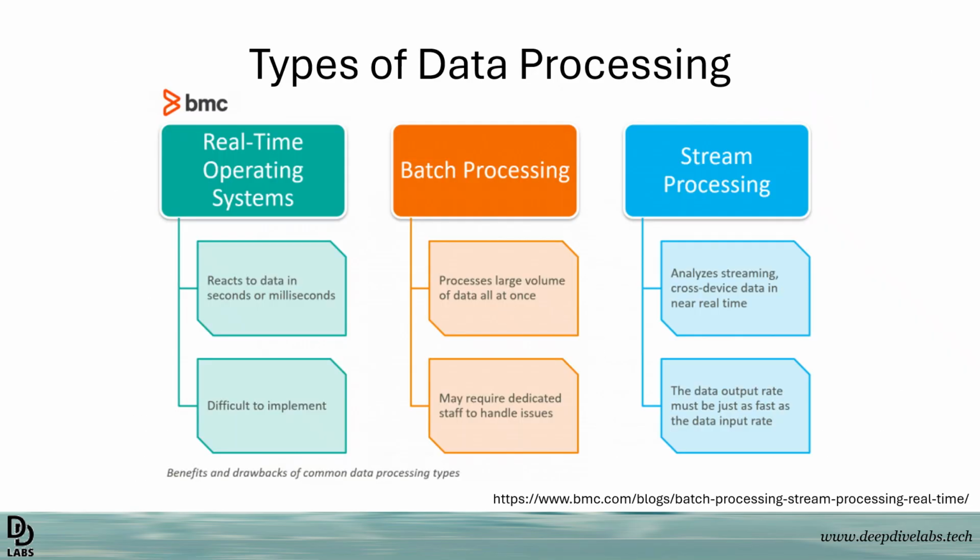A very quick review of the different types of data processing. We have talked about it before. There is batch processing, which processes a large volume of data all at once, and it requires dedicated staff to handle issues. And then we have talked about stream processing. It analyzes streaming data, cross-device data in real time. The data output rate must be as fast as the data input rate.